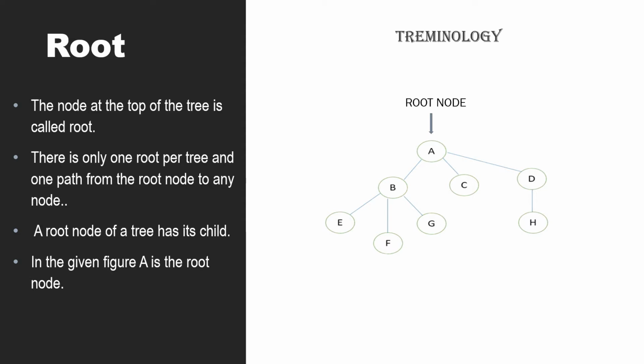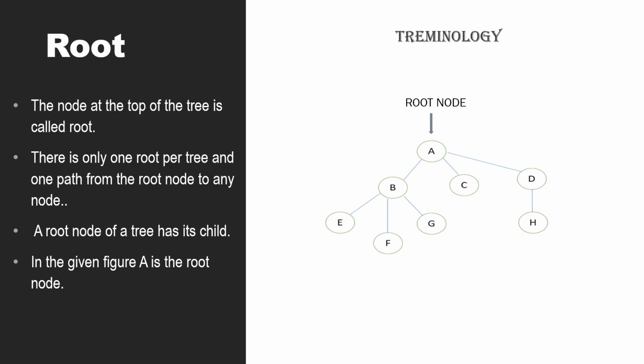Next, terminologies in tree. The first term is root. What is root? A node at the top of the tree is called root. There is only one root node per tree, and the root node of the tree has its children. In the figure, A is the root node.